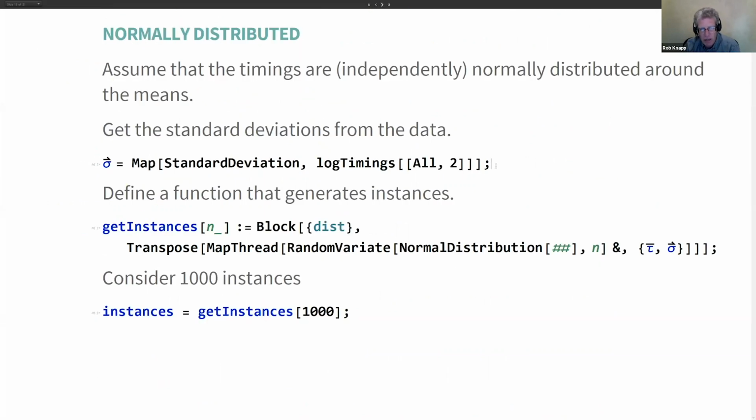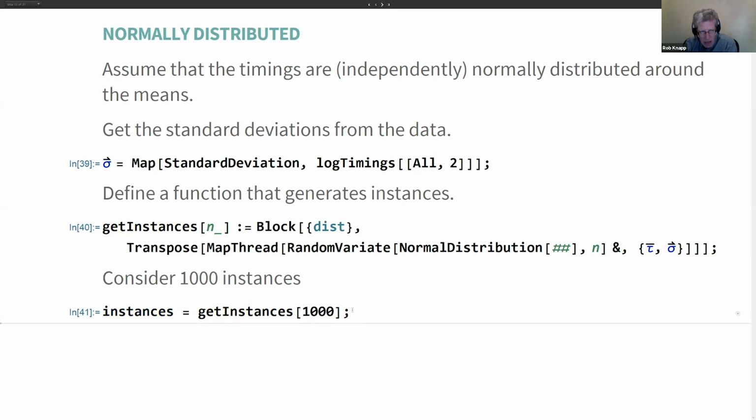So let's consider the standard deviation. Let's assume that the timings we get out of the machine, which I think is not an unreasonable assumption, are normally distributed around the means. So let's get a standard deviation. Let's get 1,000 instances of that, okay?